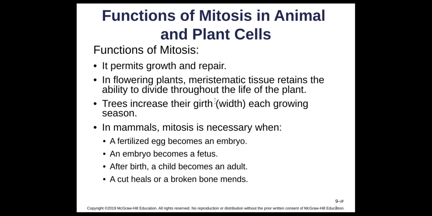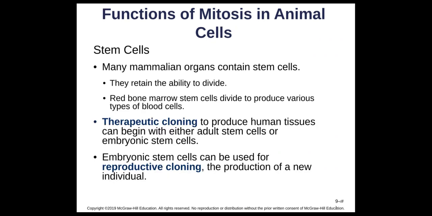Trees, for example, have to increase their width in each growing season. In mammals, mitosis is necessary when an egg becomes an embryo, so it's been fertilized, when that embryo becomes a fetus. After birth, the child will grow and become an adult, and also to heal cuts or broken bones. Stem cells are, in many mammals, the part of the animal that is retaining this ability to divide, just like our meristem tissue in plants.